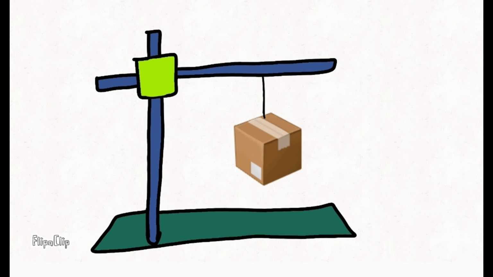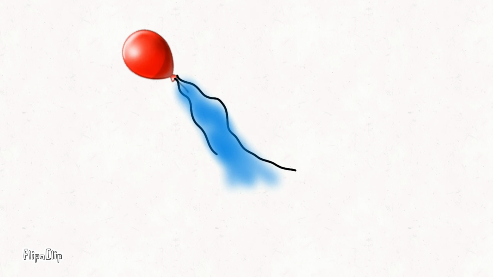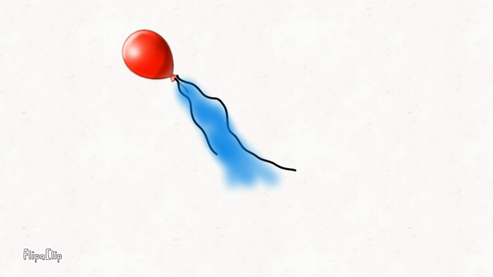So let me discuss another example. Take an air-filled balloon. When the balloon is set free, the air inside it rushes out and the balloon will move forward. In this example, the action is by the balloon that pushes the air out of it when it's set free. The reaction of the air which escapes from the balloon acts on the balloon.